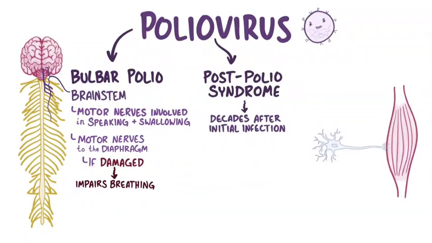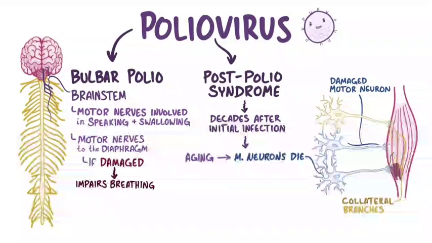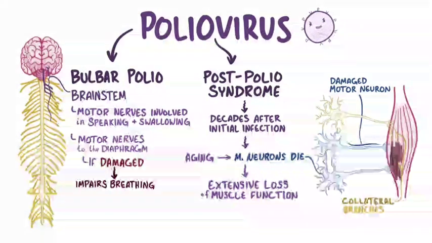To understand this, it's important to know that when polio damages some motor neurons, other nearby healthy motor neurons form collateral branches to innervate the muscles that have lost their innervation. Now, over time, the natural process of aging causes motor neurons to die. So when a motor neuron dies from the aging process, a person doesn't just lose function in the muscle cells that they were normally innervated by, but also in the other muscle cells that were innervated by collateral branches of that motor neuron.